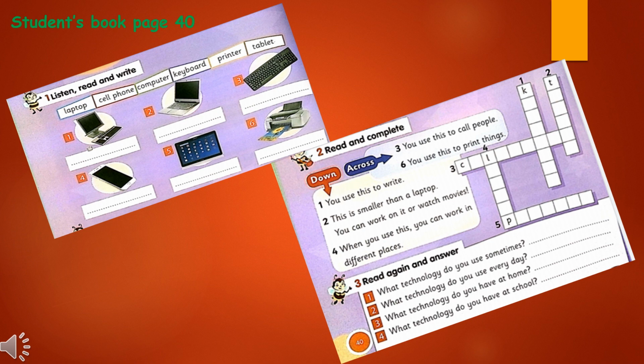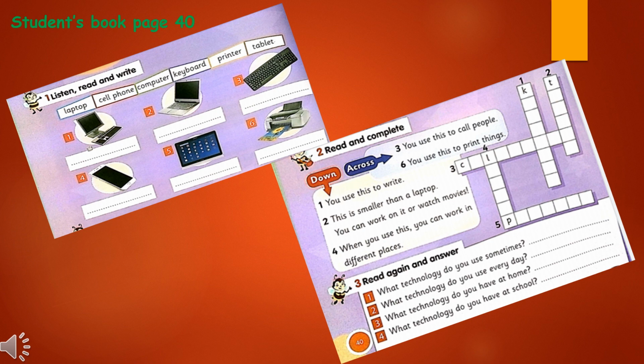Number 6, printer. Let's move to exercise 2 together. On exercise 2, we are going to read down or across and complete the puzzle. Can you see this puzzle? When you complete it, you will write each letter in a square.